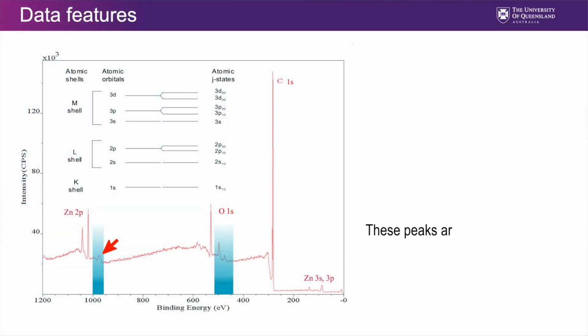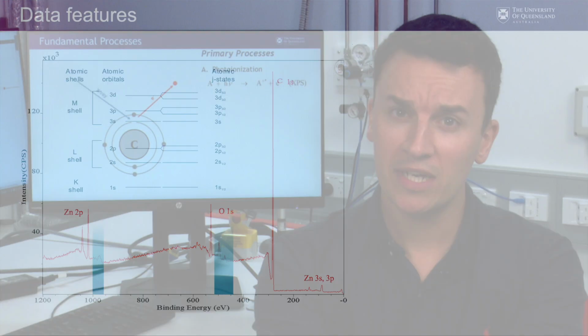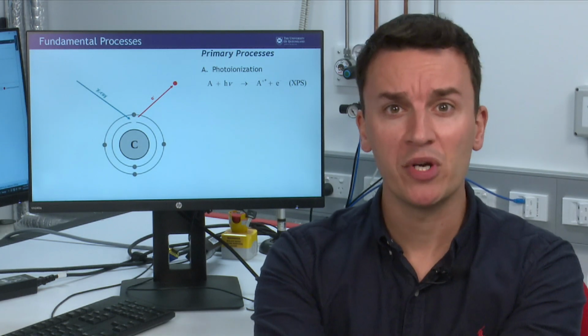We've also got these other features here which we haven't analysed. So we need to really see where these are from. These aren't caused by photoelectron peaks. But to look into these in more detail, we need to consider the processes again.